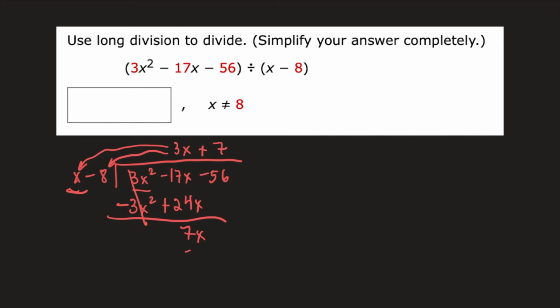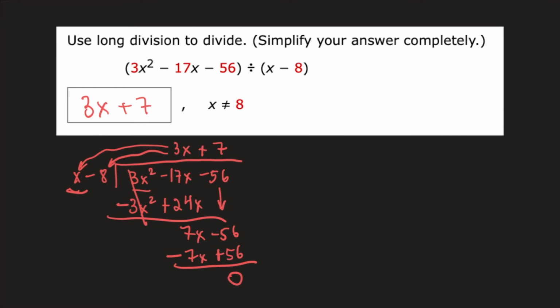7 times x is 7x. We're going to bring the negative 56 down. 7 times negative 8 is negative 56. Again, I'm going to subtract. In other words, I'm going to change the signs. And notice everything cancels out to 0, which means that these two polynomials divided by each other produce the answer of 3x plus 7.